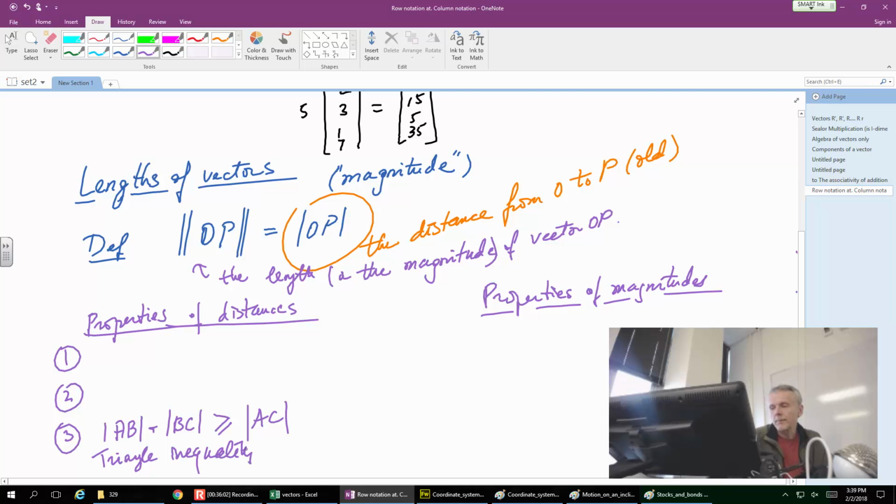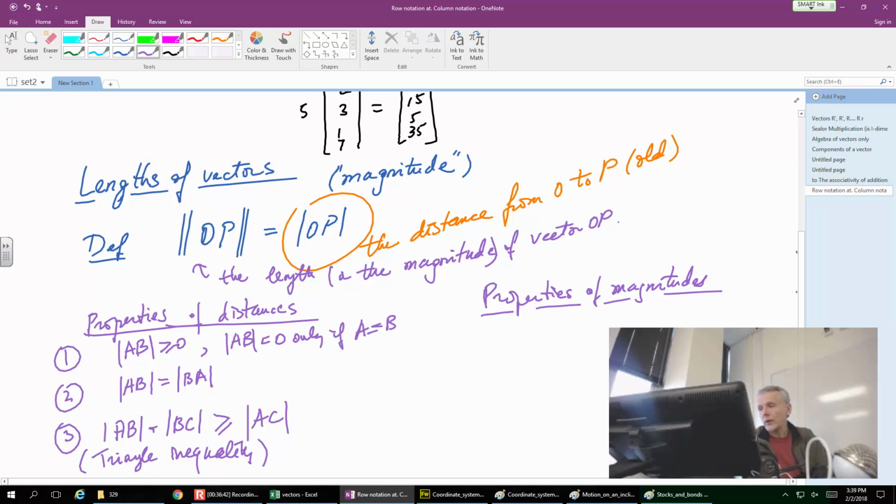Like a magnitude is positive, or the distance is positive. Yeah, the distance is positive, so AB is always larger than or equal to 0, and AB is equal to 0 only if A is equal to B. Okay, so that's the first property. And the second property: AB is equal to BA. Okay. So from A to B or B to A, same thing.